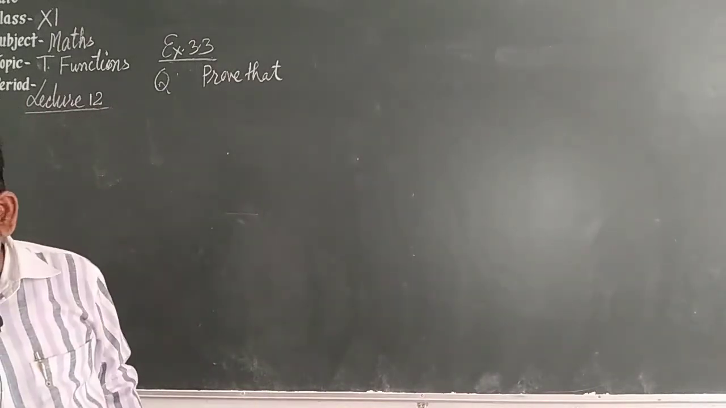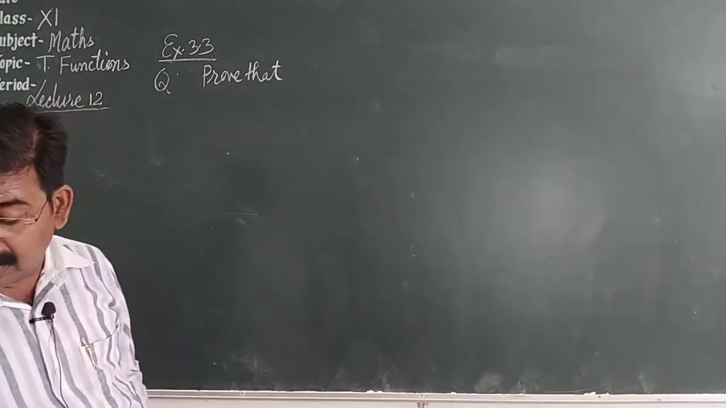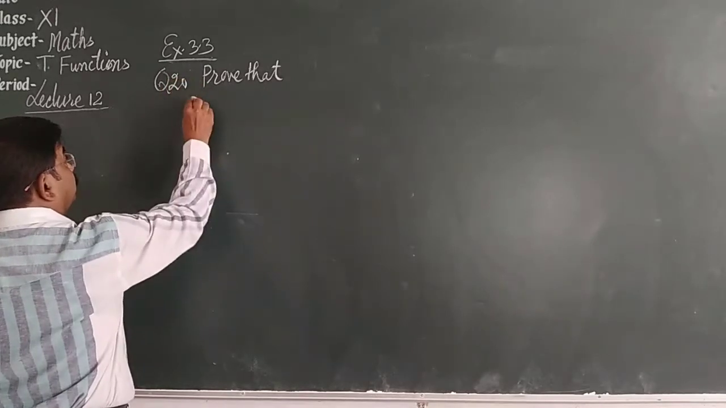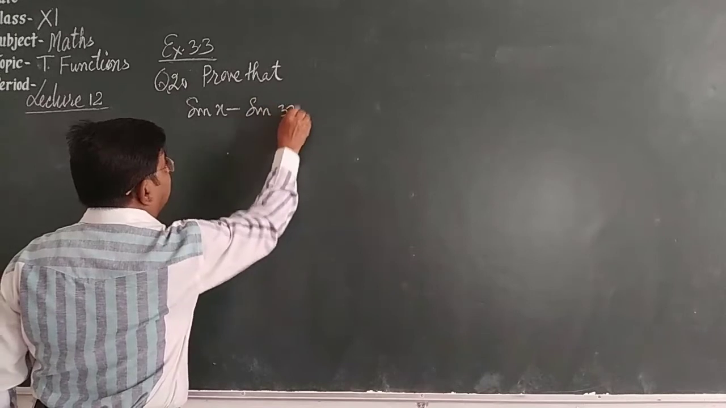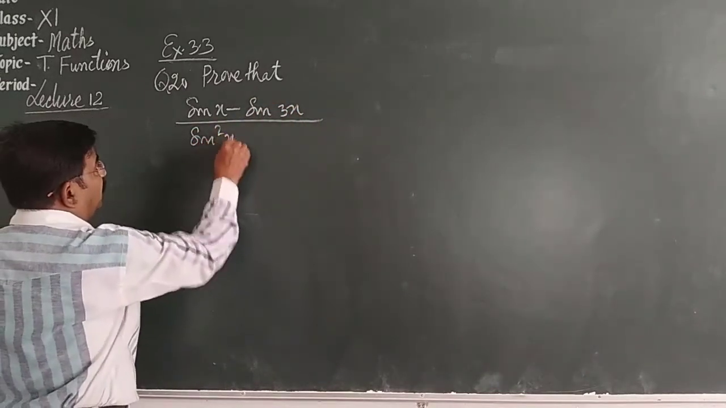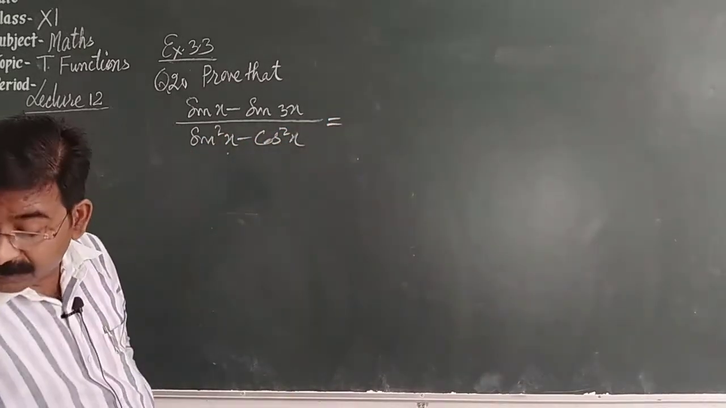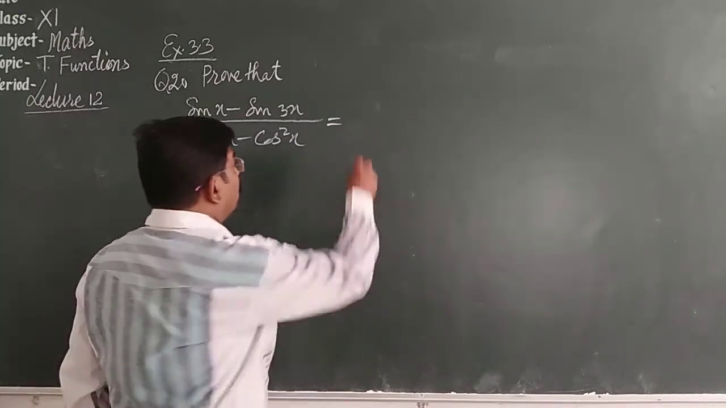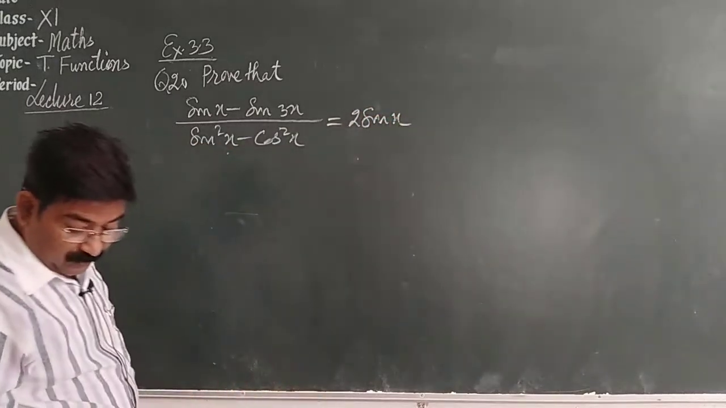Question number 20, the same as the previous question, but I am trying to tell you: (sin x minus sin 3x) upon (sin square x minus cos square x) is equal to 2 sin x. This is question number 20. Got it?